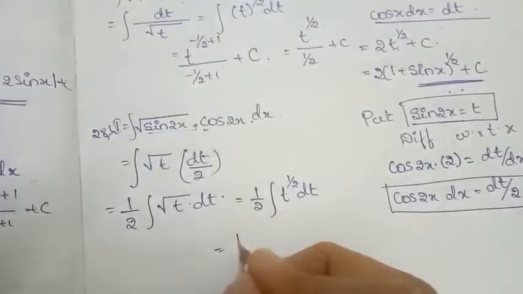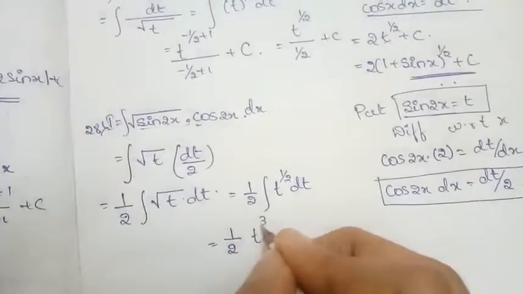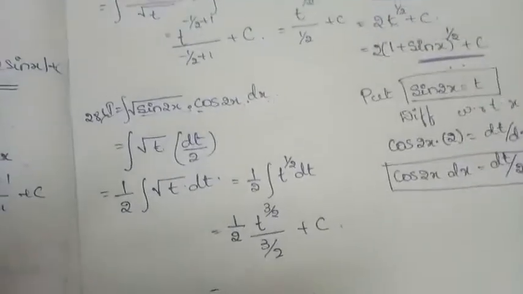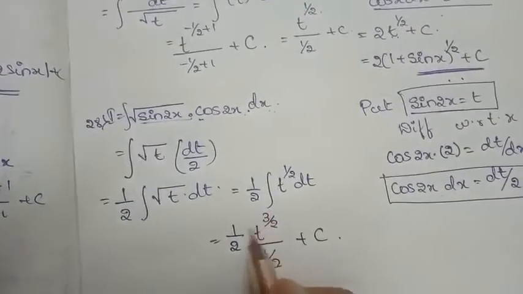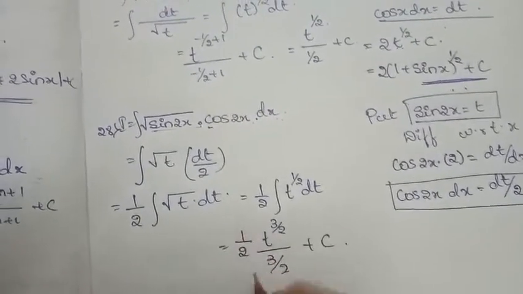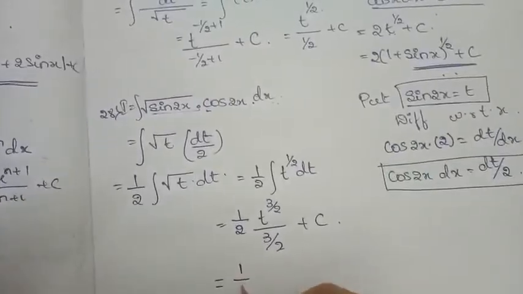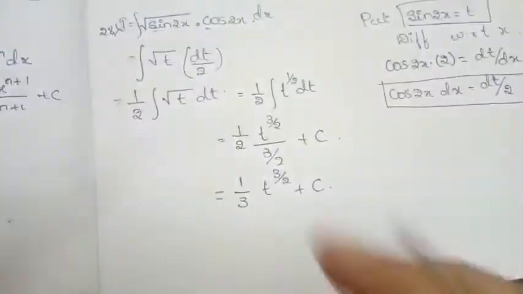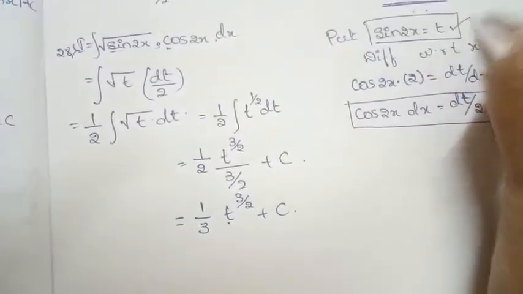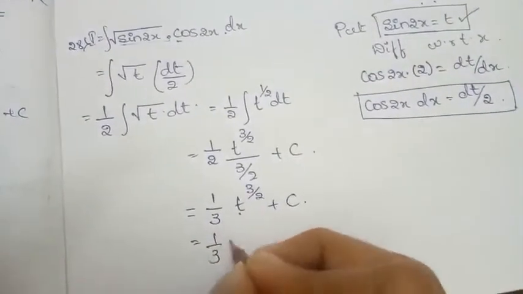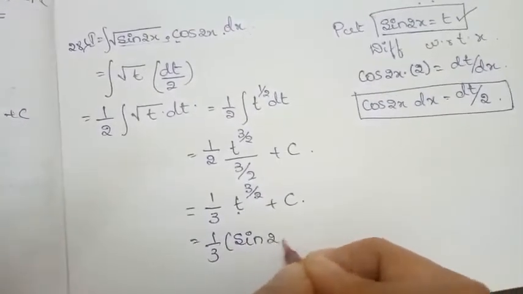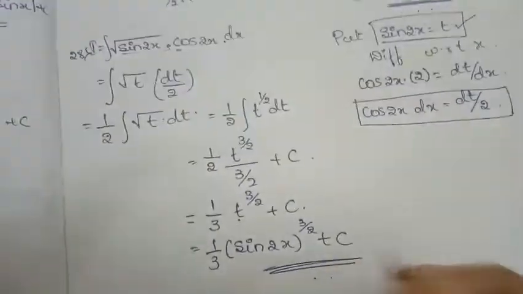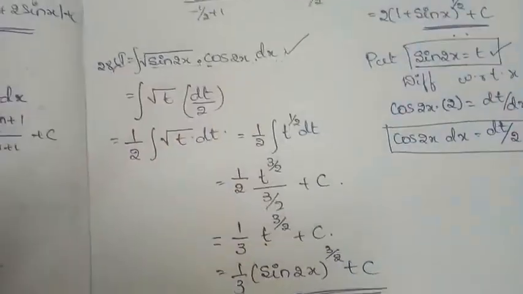So integration of this is nothing but t to the power 3 by 2 divided by 3 by 2 plus c. If I bring this 3 by 2 to the numerator, the 2 gets cancelled, it goes with 1 by 3 t to the power 3 by 2 plus c. So what was the value of t here? The value of t is sin 2x. It becomes 1 by 3 (sin 2x) to the power 3 by 2 plus c. So this is the integral of this question.